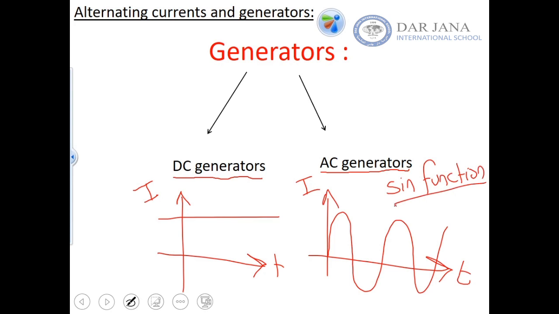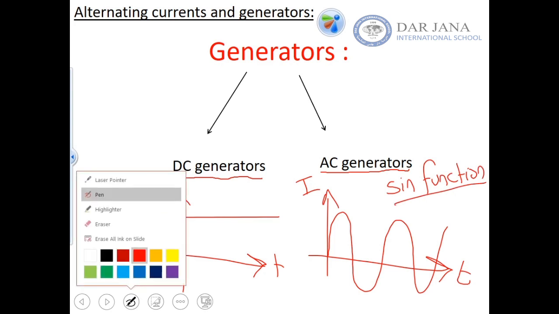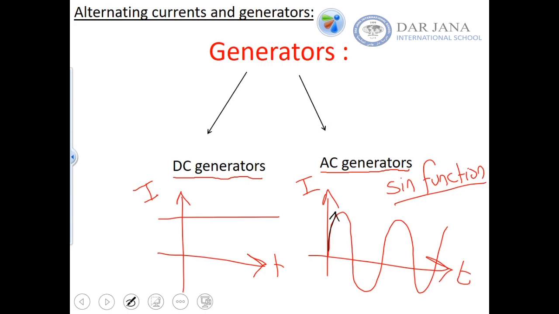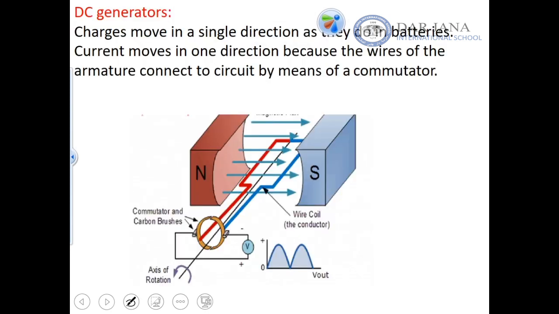Sine function means if we see here the current is increasing. Now here it's decreasing. And so on. This means that the current reverses direction. Sometimes the current is moving in the positive direction, sometimes the current is moving in the negative direction.